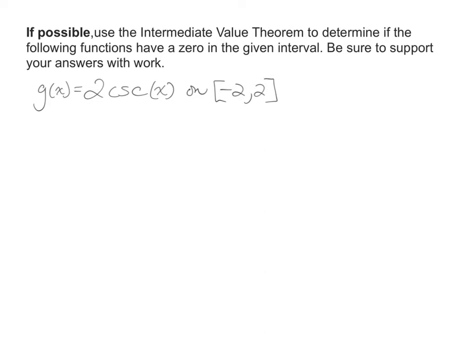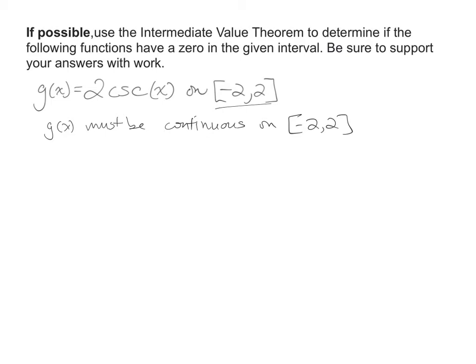The first condition of the intermediate value theorem is that the function that we want, this g of x, must be continuous on the interval -2 to 2. That's the interval that we were given. That's the interval we need to use. So g of x must be continuous on that interval.